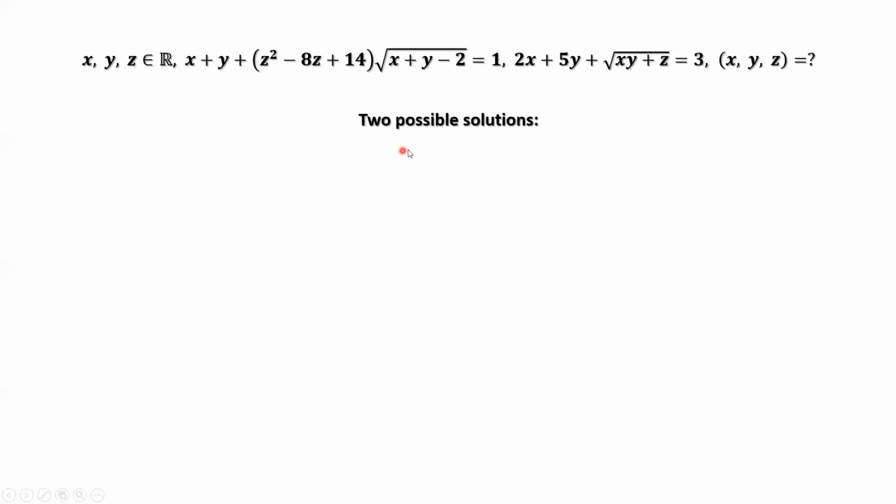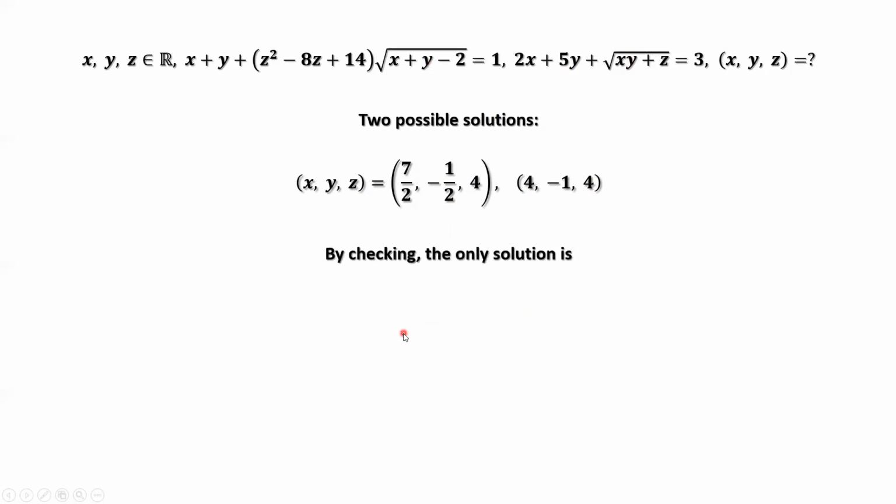Therefore, we have two possible solutions for this nonlinear system. (x, y, z) equals (7/2, negative 1/2, 4) and (4, negative 1, 4). We have to go back to check these two possible solutions if they are real solutions from these given two equations. By checking, the only solution is the second one. The first one is not. You can check it.